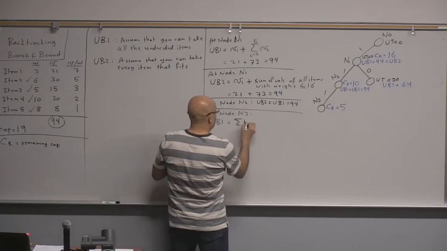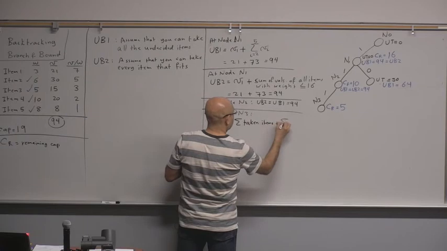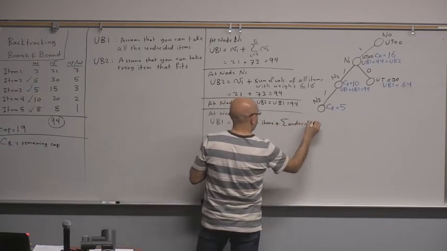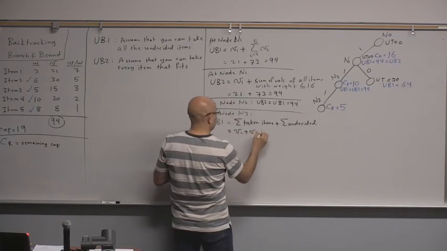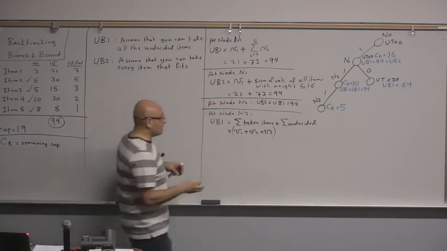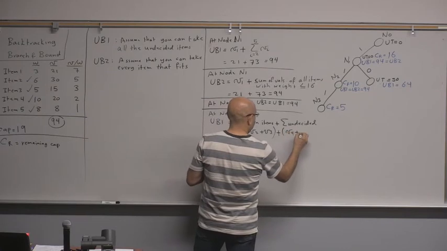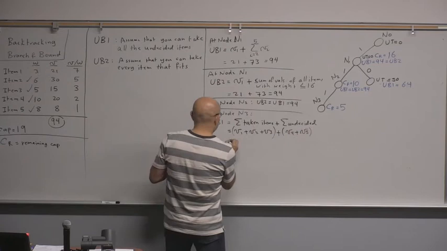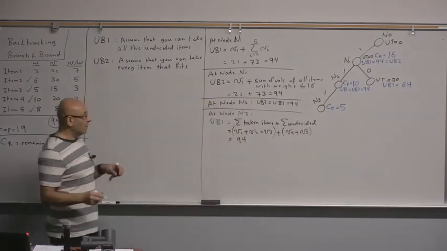Sum of taken items plus sum of undecided. So the sum of taken items is V1 plus V2 plus V3. We have decided to take these. And the sum of undecided is going to be V4 plus V5. And this is going to give us 94, we know. It's going to give us the sum of all items.